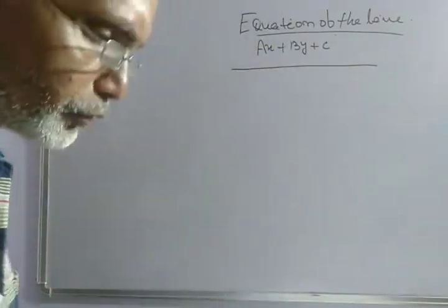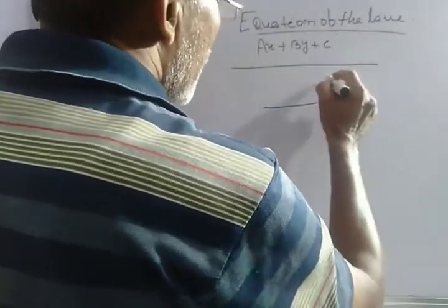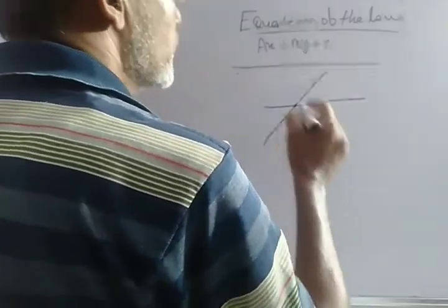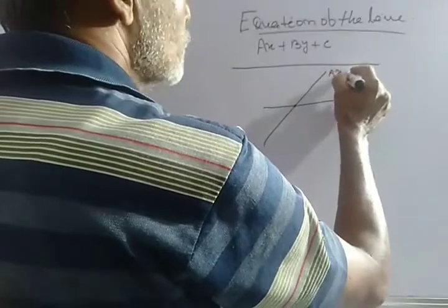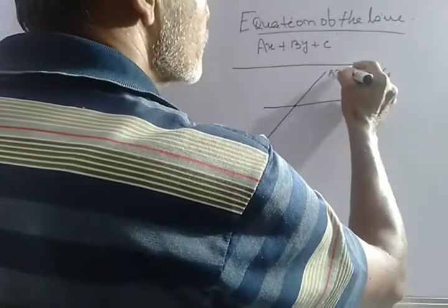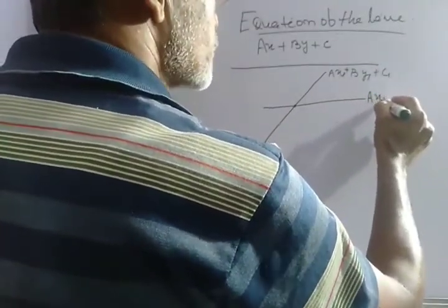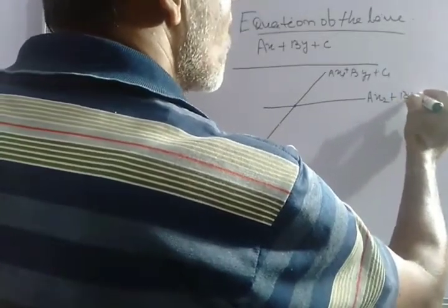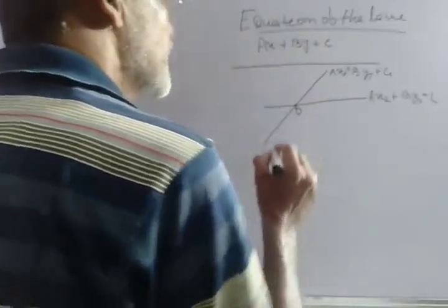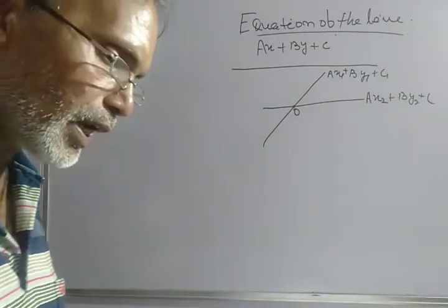Next, if two lines are intersecting like this, then the common point is the intersecting point. If the equation of one is a1x plus b1y plus c1, and the equation of the other is a2x plus b2y plus c2, then this point O satisfies both the equations.